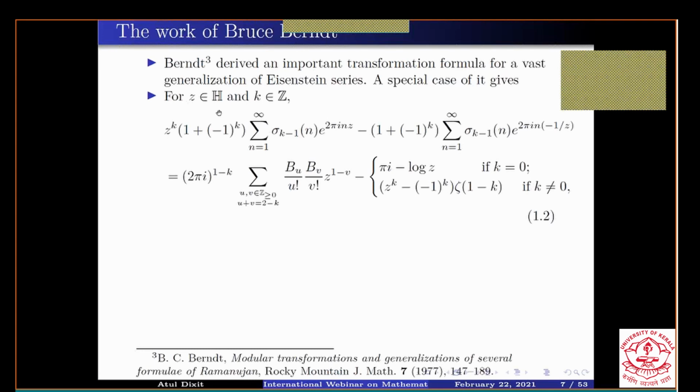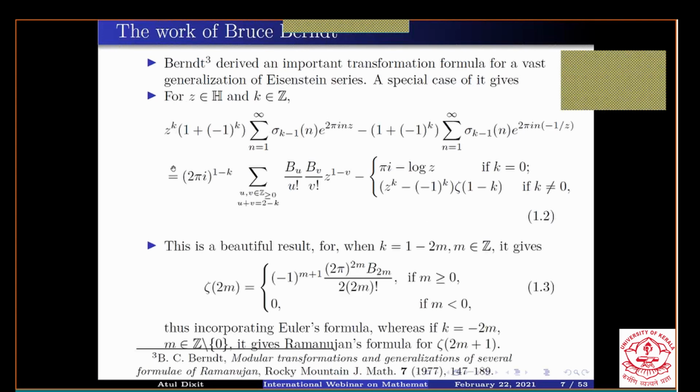You have z in the upper half plane, k is any integer, and you are actually looking at this particular formula. Now, see, what is the importance of this formula? If you are taking k to be 1 minus 2m, m can be any integer. So this k can be a positive odd integer or a negative odd integer, right? But when k is 1 minus 2m, you actually get the famous formula of Euler, which expresses zeta of 2m in terms of a rational multiple of the Bernoulli numbers of index 2m.